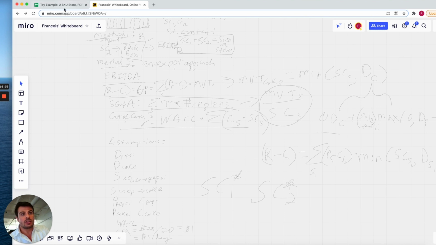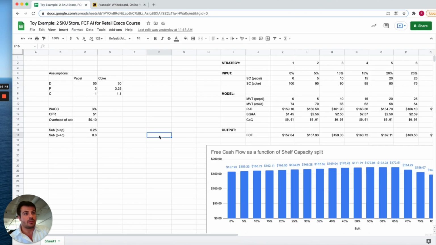So I put this into a little example here. I made these assumptions. The demand of Pepsi per day is 55. The demand for Coke is 30. The price that we're going to charge is $3. The price that we're going to charge for Coke is $3.25. The cost to us is $1. The cost of Coke is $1.10.